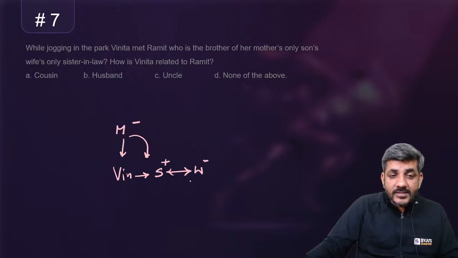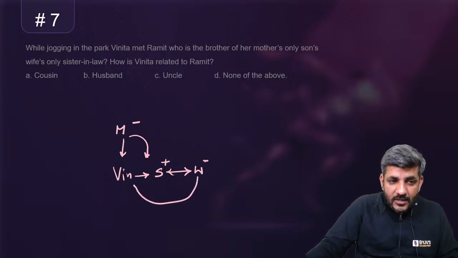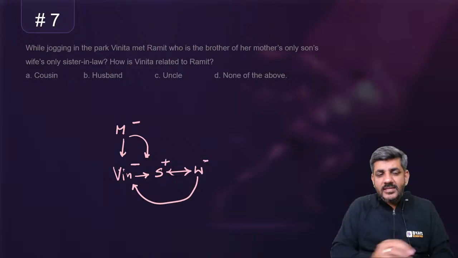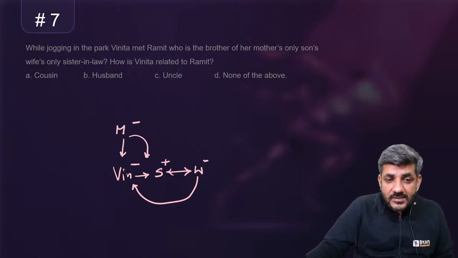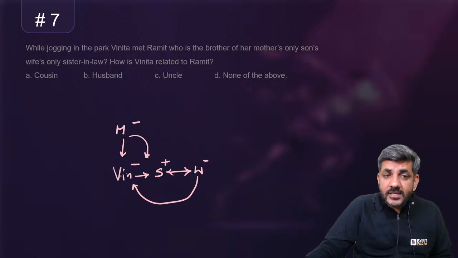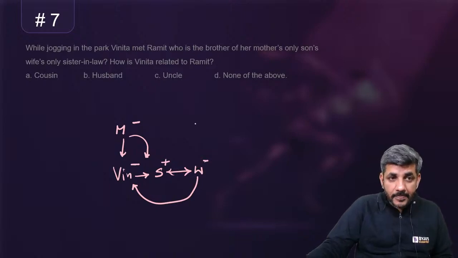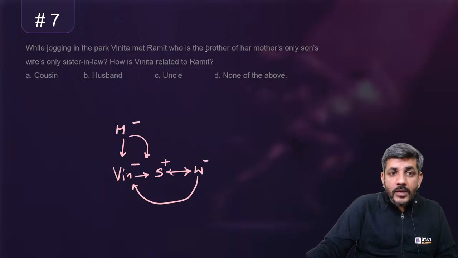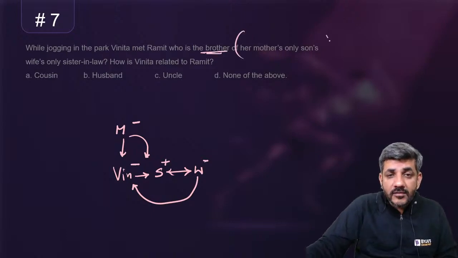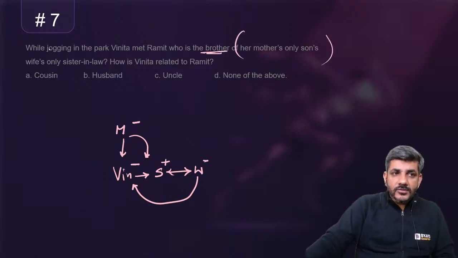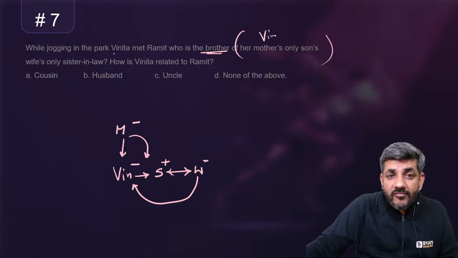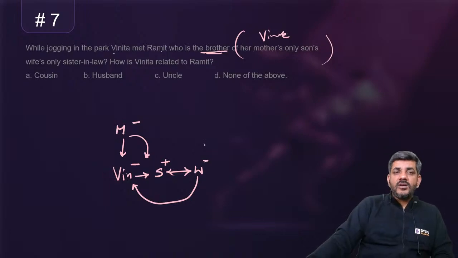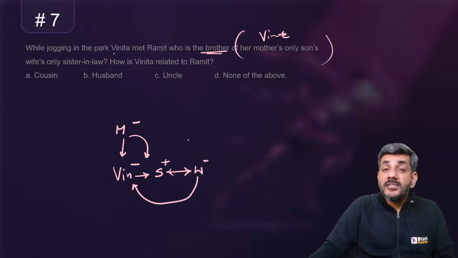Wife's only sister-in-law, of course, would be Vinita only. Isn't that correct? Vinita's mother's son's wife's only sister-in-law. That is Vinita only. So while jogging in the park, Vinita met Ramit, who is the brother of Vinita. Question is asking, how is Vinita related to Ramit? Vinita is the sister of Ramit.